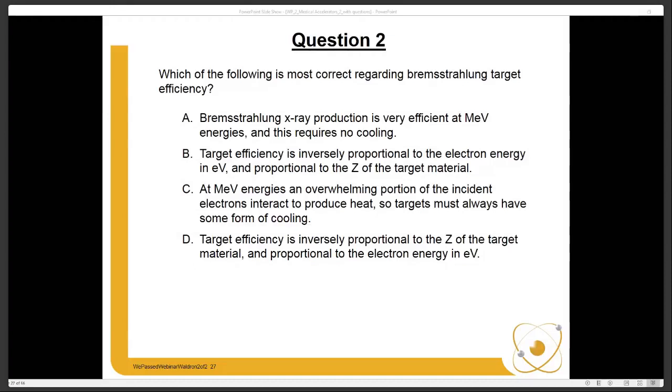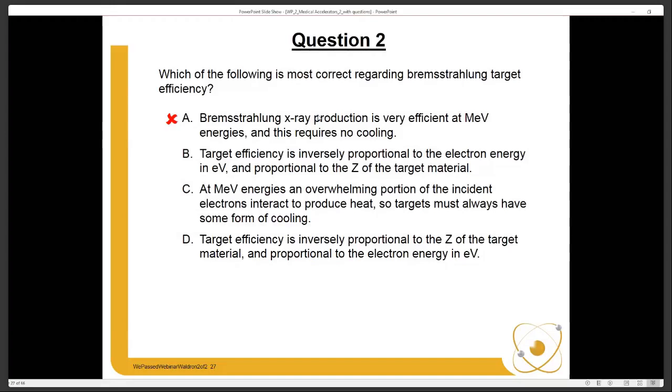All right, Tim, it looks like most people have had a chance to join the poll, and overwhelmingly C seems to be the answer. Okay, well, let's go over it real quickly. Which of the following is the most correct?